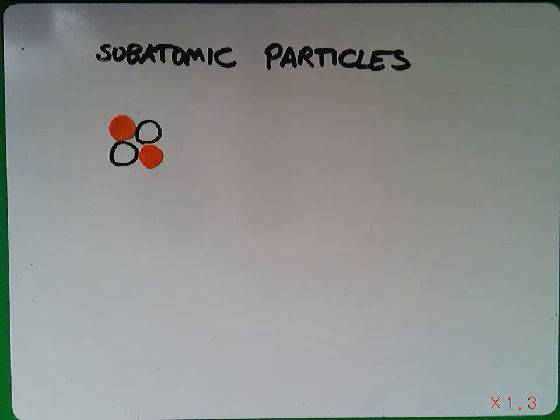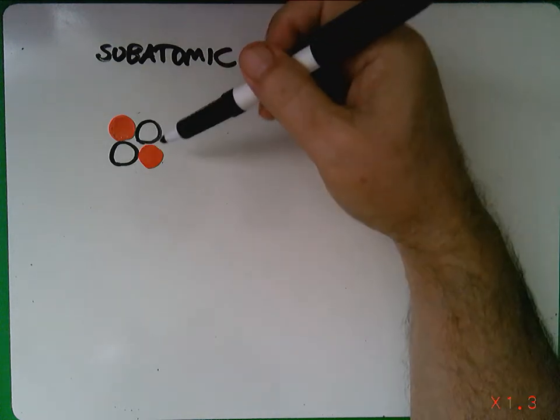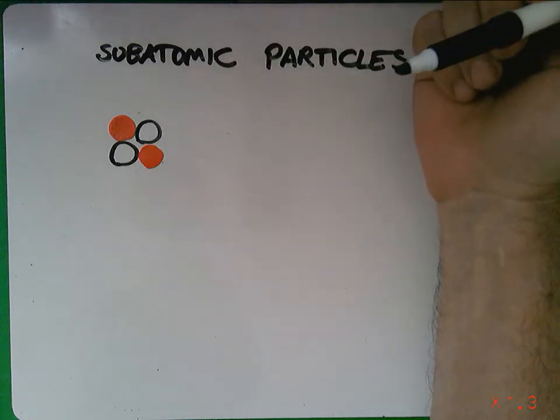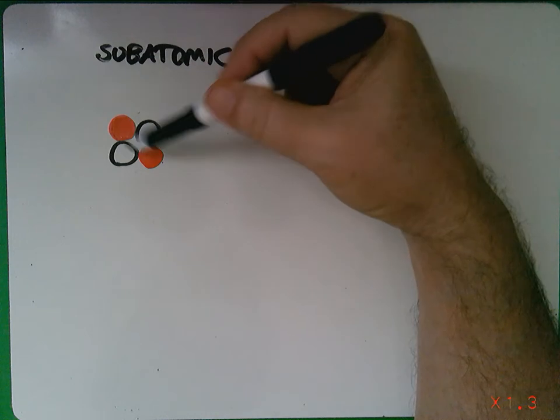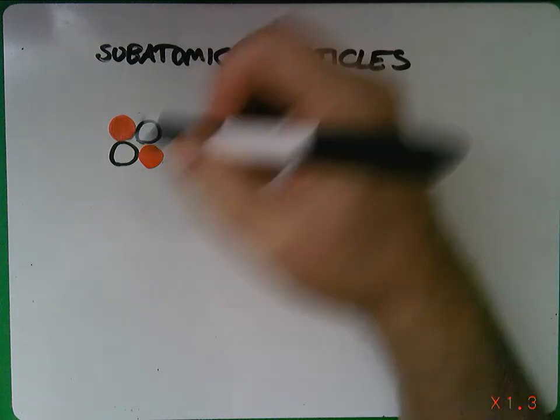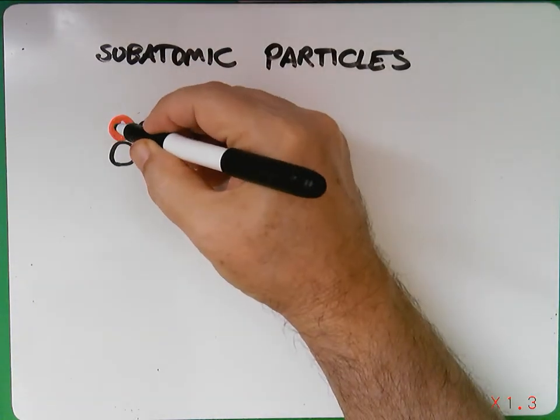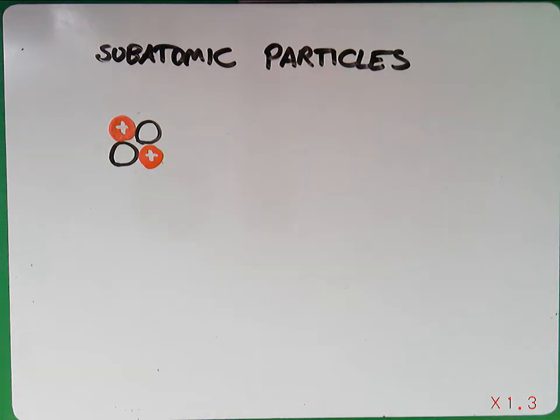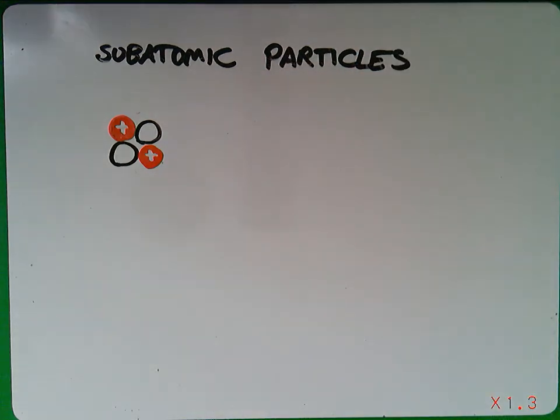Now, further experiments indicated that the nucleus itself had little particles in it, smaller particles. It wasn't just a positively charged blob. Here is the nucleus of a helium atom, and it also happens to be an alpha particle. It contains 4 particles. There are 2 of them here that have a positive charge, and those are called protons.